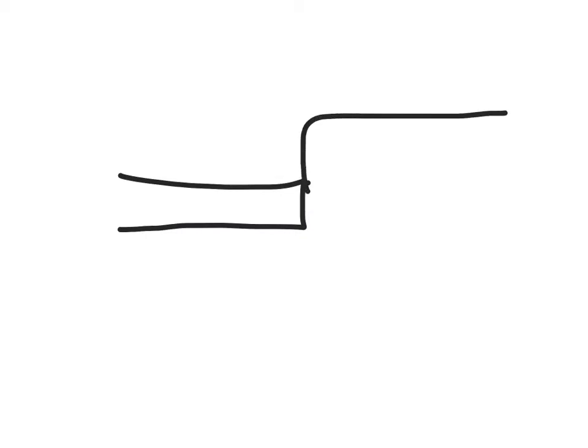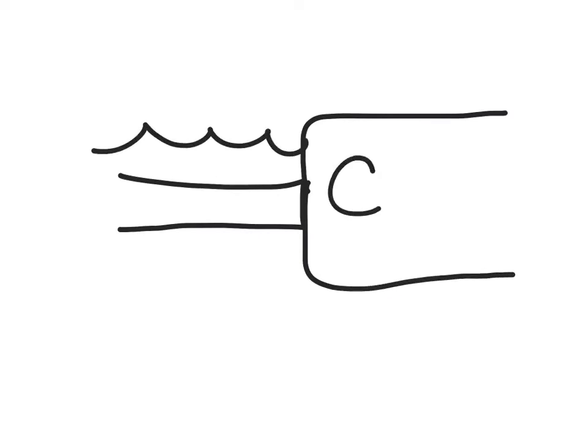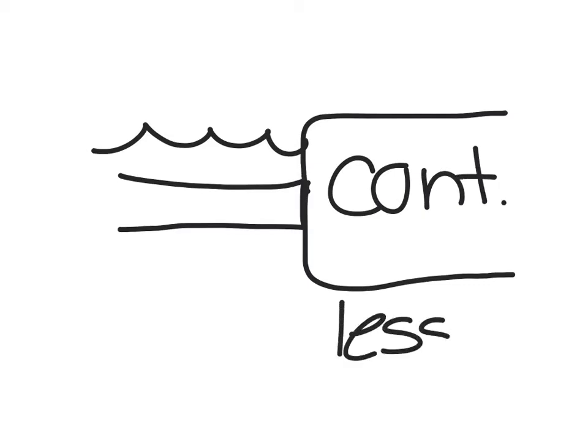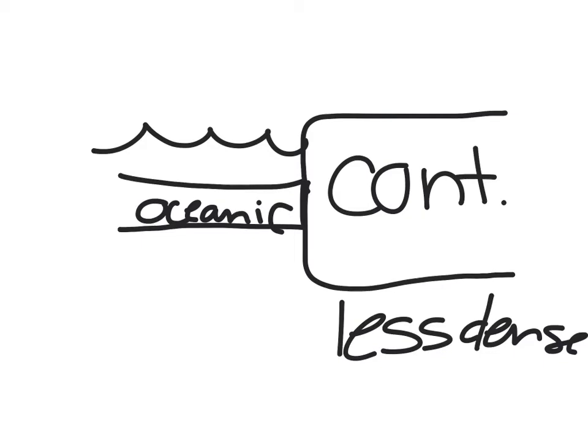So we have our oceanic crust and we have our continental crust. So continental, we know, is a little bit thicker than our oceanic crust. So not only is it thicker, but we know it's also less dense. And we have our oceanic crust over here, which, just like pizza, thin crust, yes, it's thinner, but it is more dense.